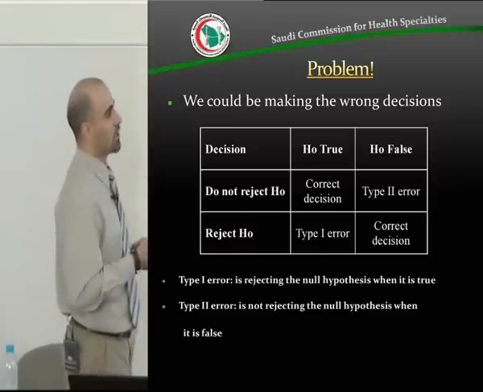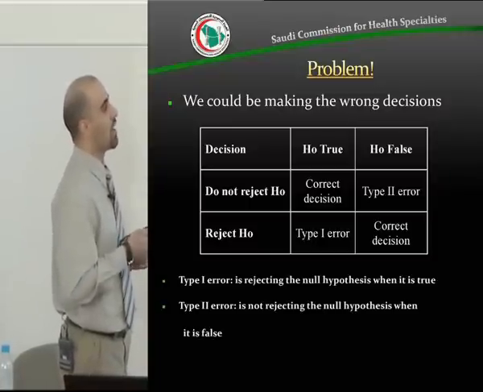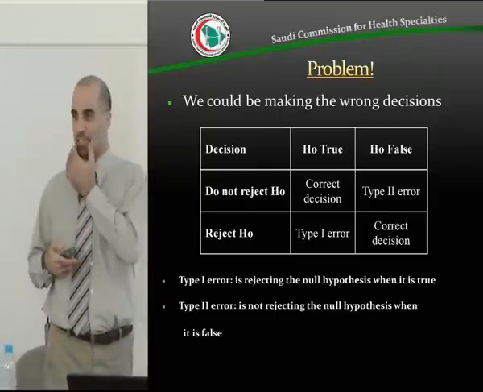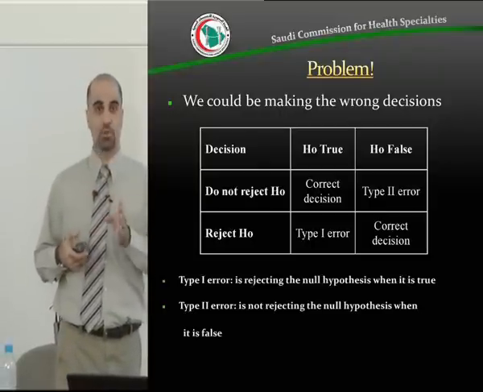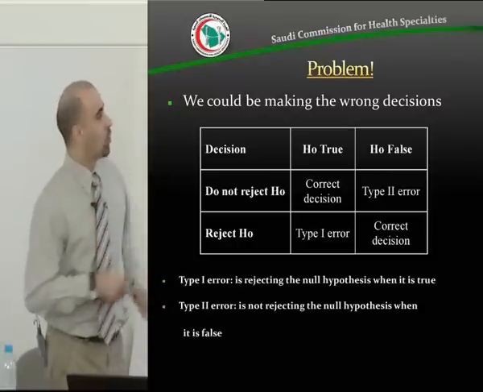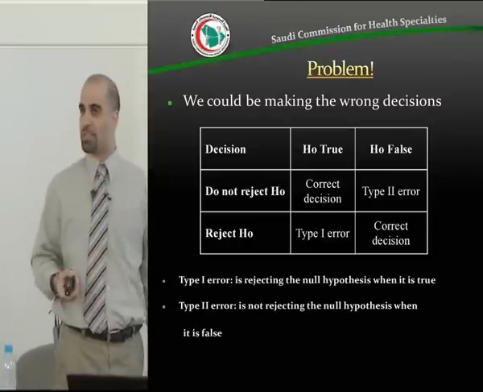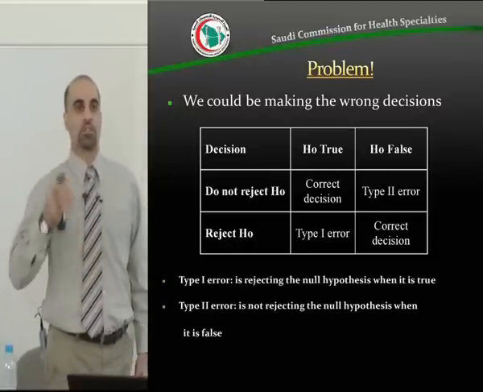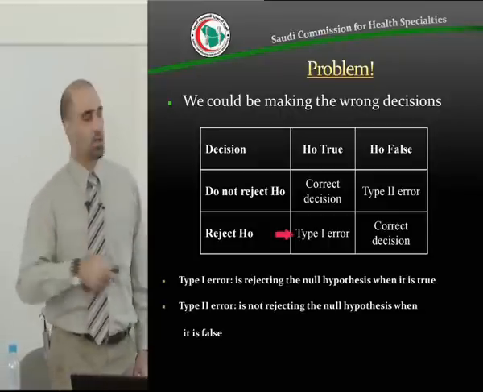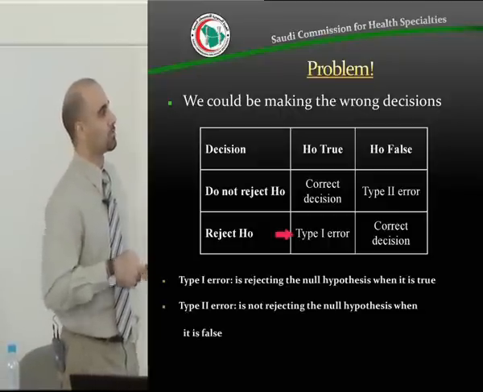What is type 1 error? Type 1 error is when I reject a correct or a true null hypothesis. So the null hypothesis is true, meaning there is no association. But my decision was rejected. What am I saying? There is an association. So I'm saying there is an association where in fact there is no association. I call it type 1 error.